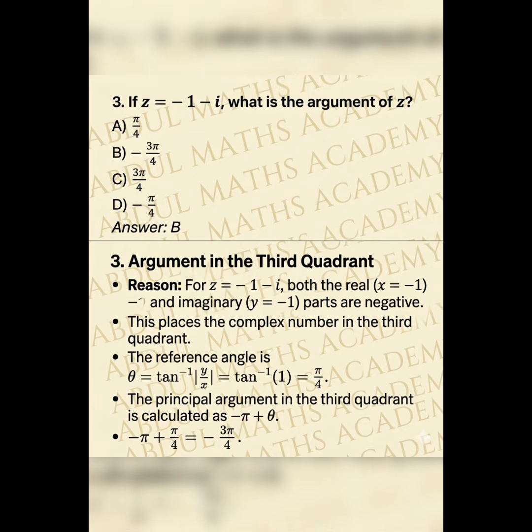Then the next MCQ is, if z is equal to minus 1 minus iota, then the argument of z is? As the real number is minus 1 and the imaginary number is also minus 1, first we find the angle theta, which is equal to tan inverse of the absolute value of y by x, that is minus 1 by minus 1, which is tan inverse of plus 1, and tan inverse of 1 is equal to pi by 4. As the complex number minus iota minus 1 is in the third quadrant, its angle is minus pi plus pi by 4, that is equal to minus 3 pi by 4.